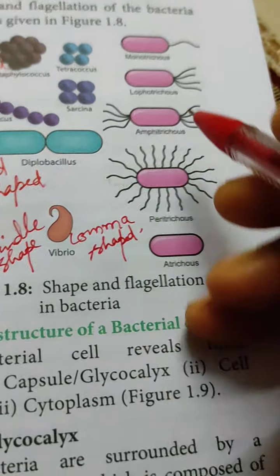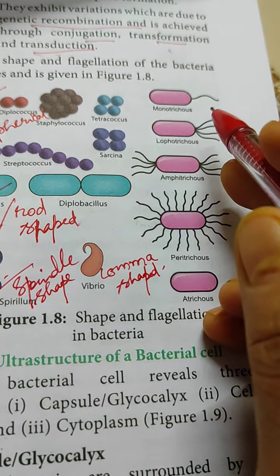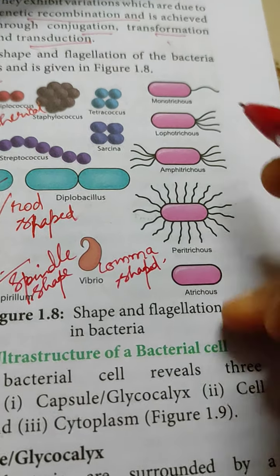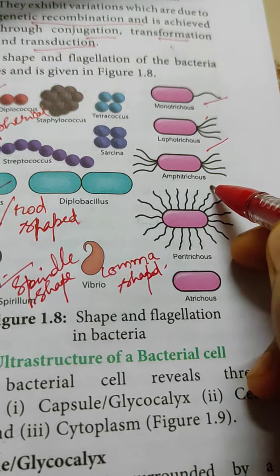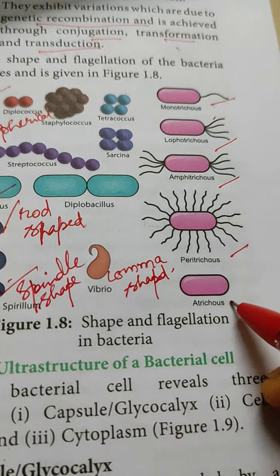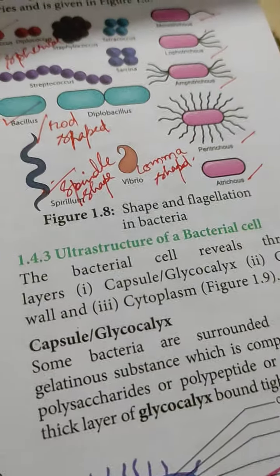And the basis of flagellation is nothing but the arrangement and number of flagella on the bacterial cell. It is monotrichous, lophotrichous, amphitrichous, peritrichous, and atrichous. There are 5 terms used. We will come to detail afterwards.